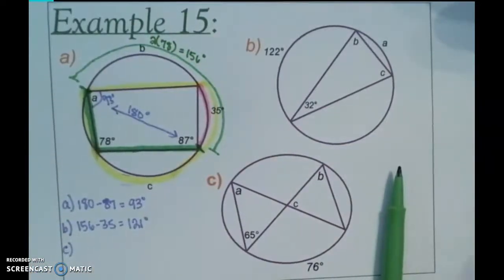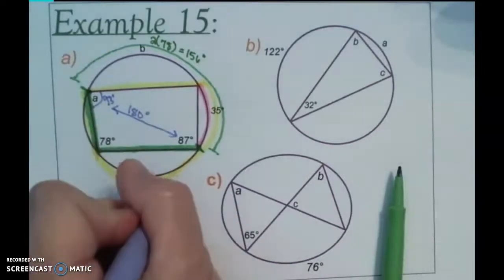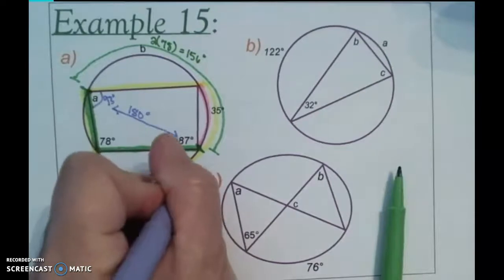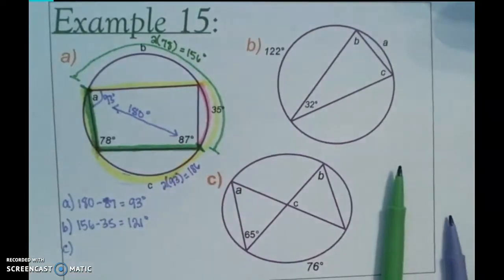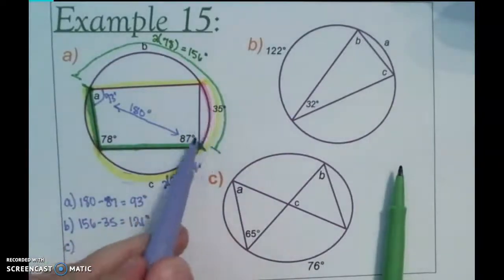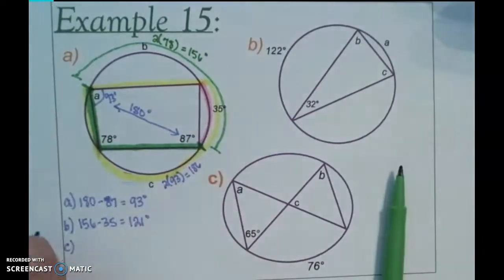So I can double that, 93 degrees. So I can do 2 times 93 to get 186. So if all of it's 186, I can subtract off this 35. So 186 minus 35 for 151 degrees.